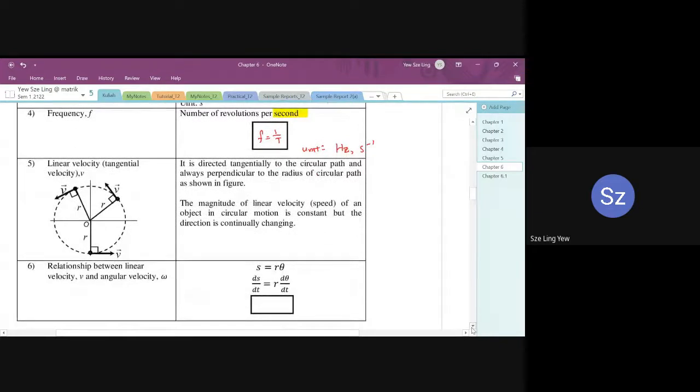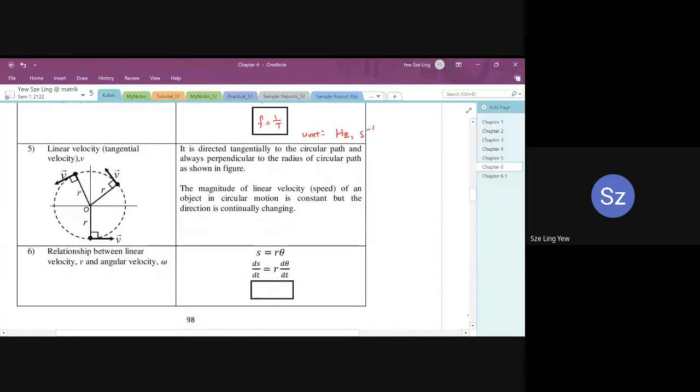So just now we were looking at the angular velocity. Now we have tangential velocity, which is linear velocity. So it has two different names. One is known as linear, or most often we call it tangential, because we take the tangent of the circle.